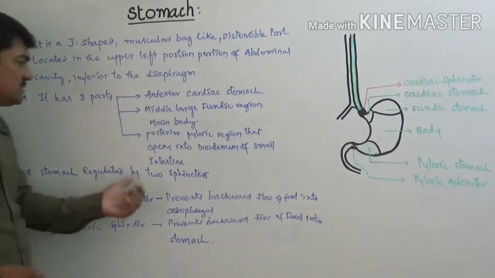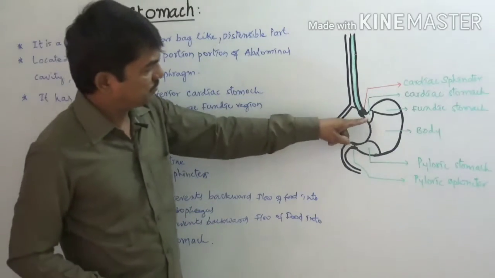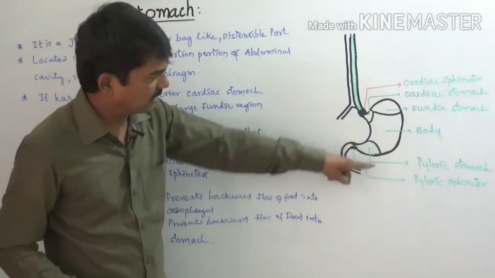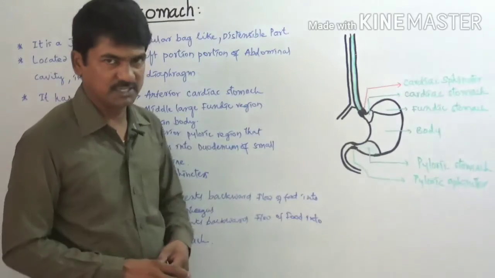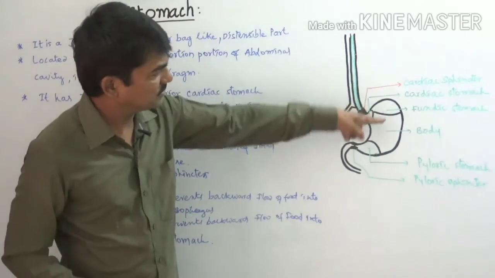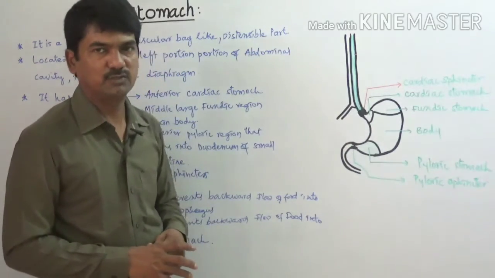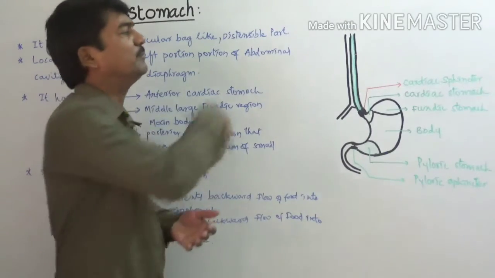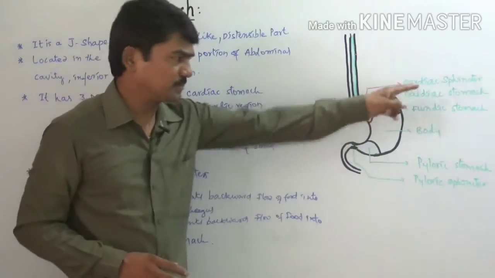And next, the stomach is regulated by two specific sphincters. Just behind the esophagus one sphincter is located, and just behind the pyloric region there is also one sphincter, called the pyloric sphincter. Here the esophagus opens into the stomach through the cardiac sphincter. So whenever food has entered the stomach, its backflow into the esophagus is prevented by the cardiac sphincter.